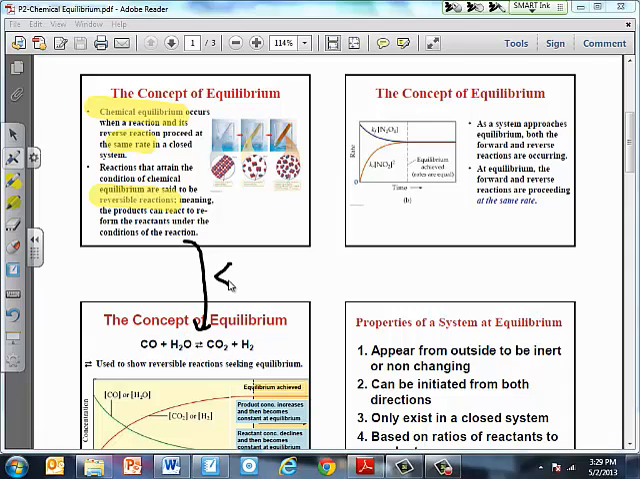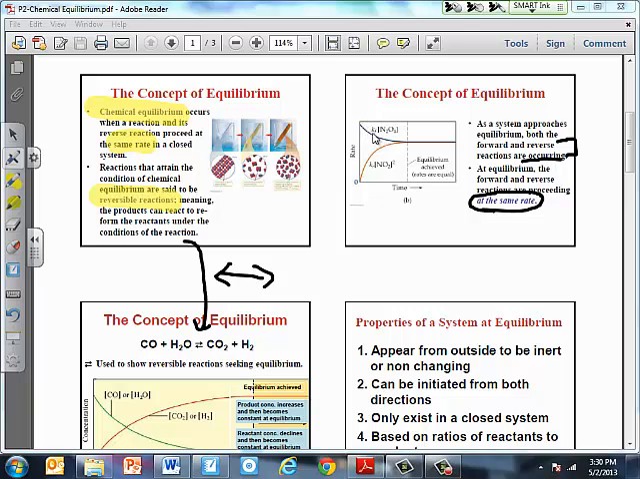We demonstrate this with this two-sided arrow, or sometimes we also write it like this, meaning that the reaction can go forward, but once we have reached a certain point, it can also go backwards as well. As the system approaches equilibrium, both the forward and the reverse reactions are still occurring. But at equilibrium, the forward and reverse reactions are proceeding at the same rate.